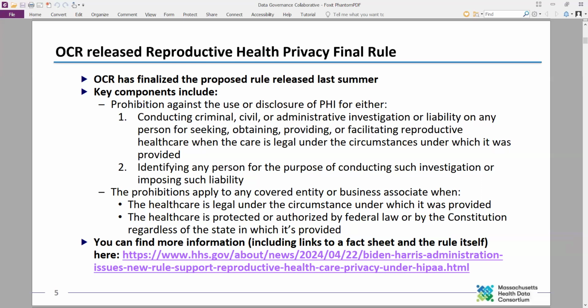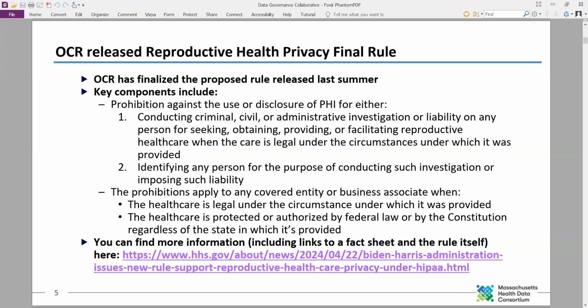So, for instance, to pick a not so hypothetical example, if someone were to cross state lines to get an abortion, and the abortion is legal in the place where they get the abortion, the people who provide the abortion are not allowed to release PHI to investigators from the place where the abortion was made illegal. And they're also not allowed to identify the people who were involved in that procedure, including the person who got the care.